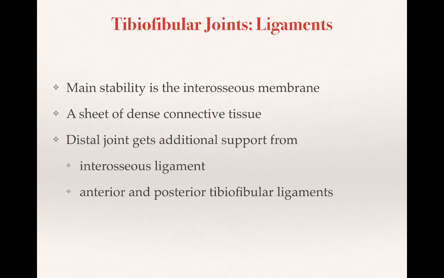The primary structure holding the tibiofibular joint together is the interosseous membrane. This is a dense sheet of connective tissue and it does not allow separation of the two bones. Which type of collagen fibers do you think comprise the interosseous membrane? The distal joint gets additional support from the interosseous ligament and the anterior and posterior tibiofibular ligaments.